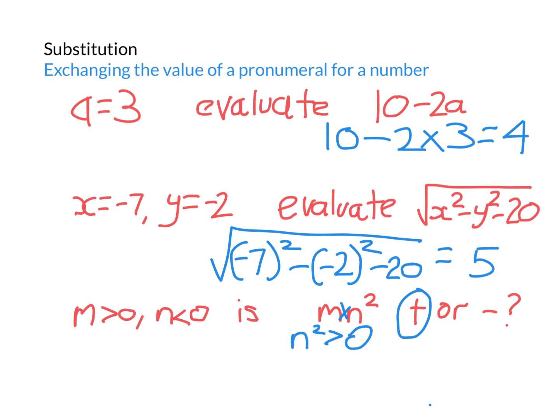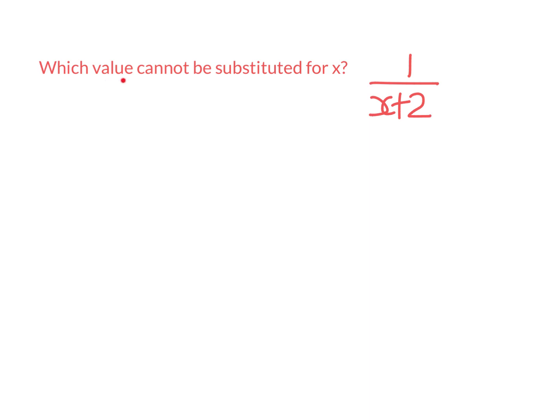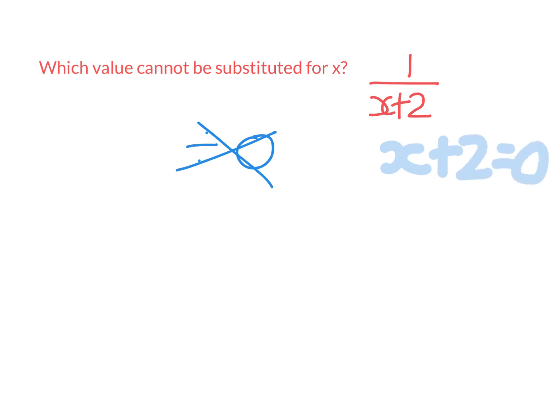All right, let's now look at a time when you can't substitute. So which value cannot be substituted for x in this expression here? So just remember, you can't divide by 0. Dividing by 0 will give you an error in your calculator. This is 1 divided by x plus 2. This fraction line means divided. So we would have a problem if we tried to substitute x for something that makes this equal 0. So we can't have x plus 2 equals 0, because then we'd get a division by 0 answer.